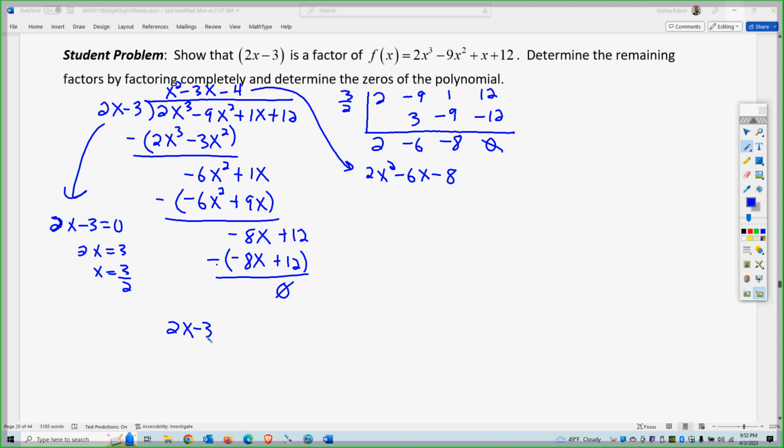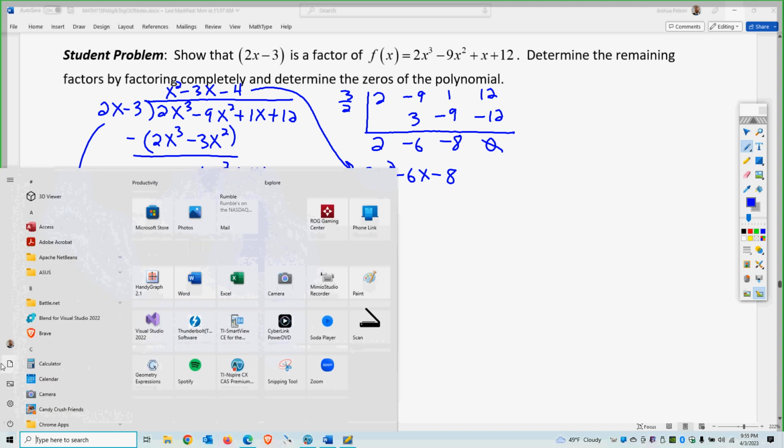2x minus 3, okay? That is equivalent to x minus 3 halves, right? I like the one on the left personally. It's a little bit easier to write, but you can write either one essentially. So in the long division, we used 2x minus 3. In the synthetic division, we used 3 halves, which is equivalent, right? And it's just a difference of a factor of 2, because you notice the 2, the 6, and the 8 could just be factored out.